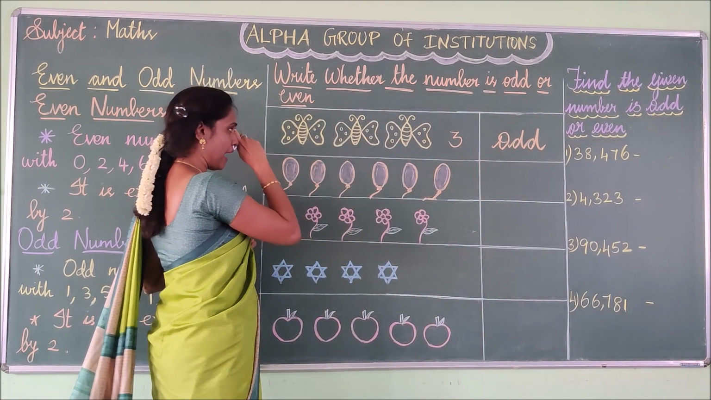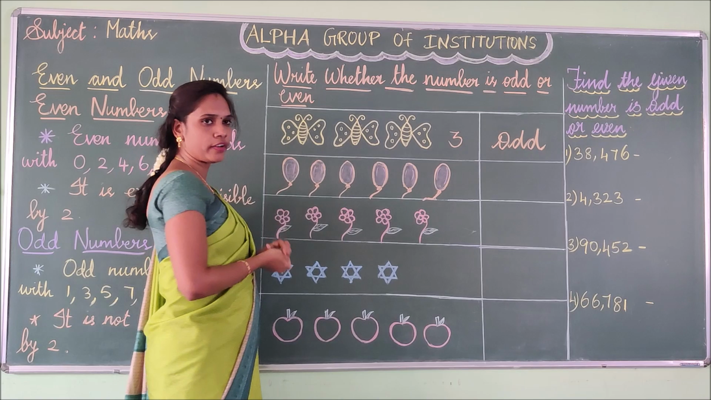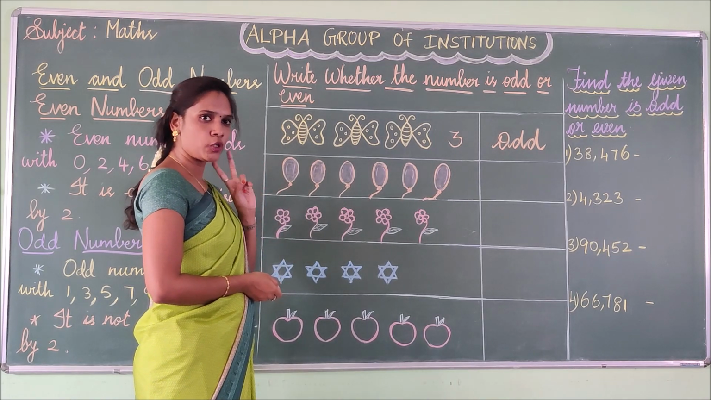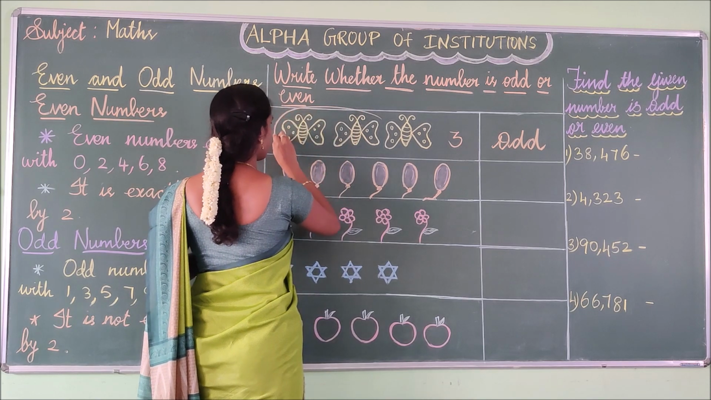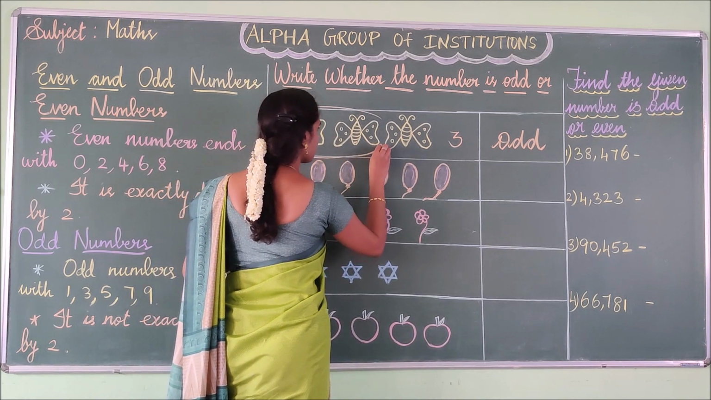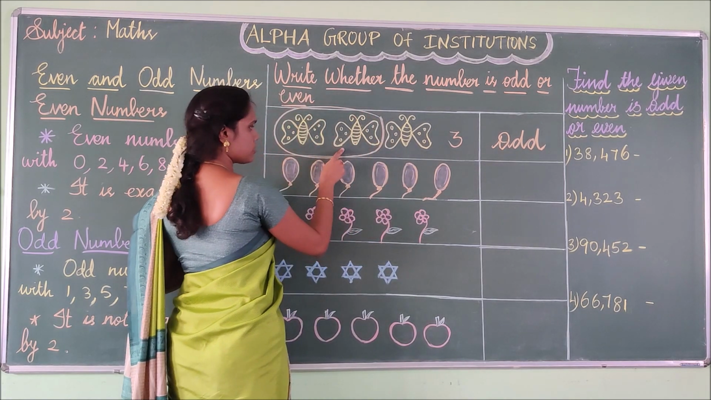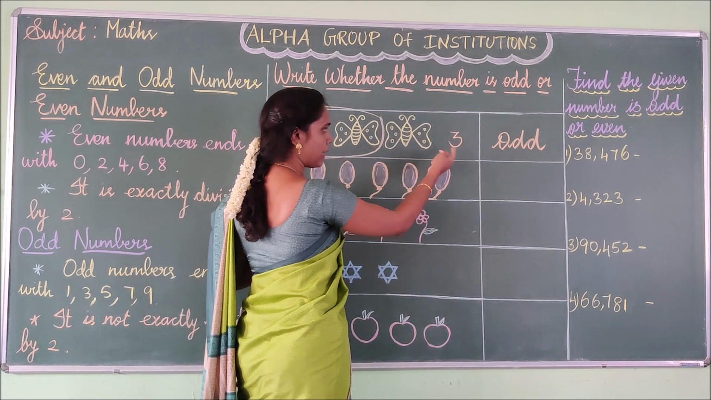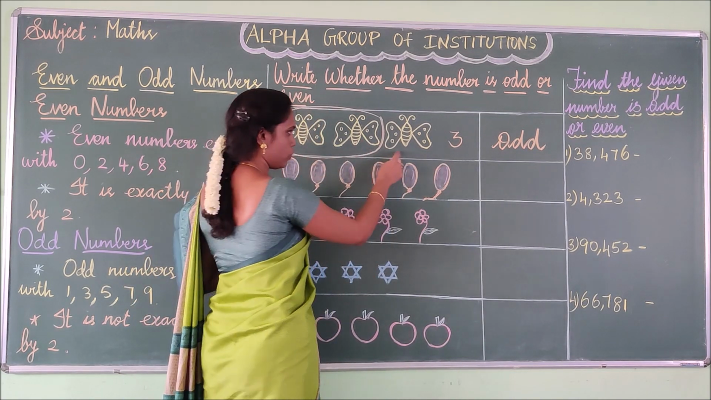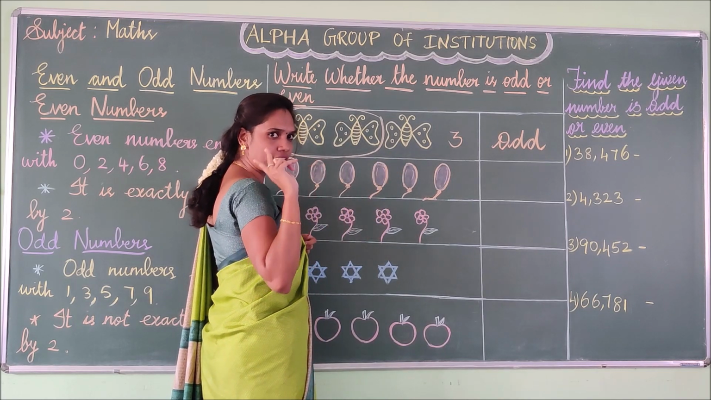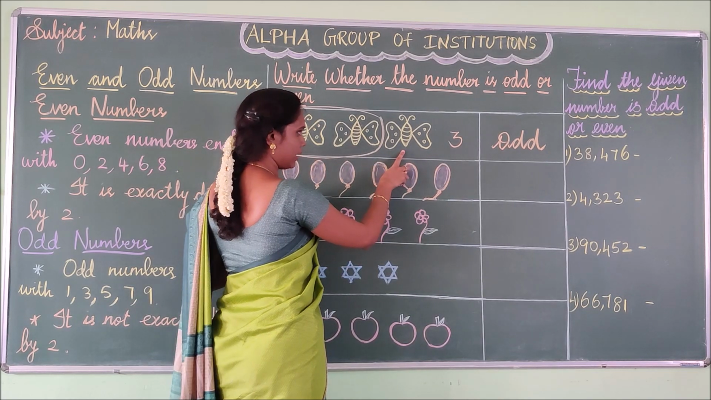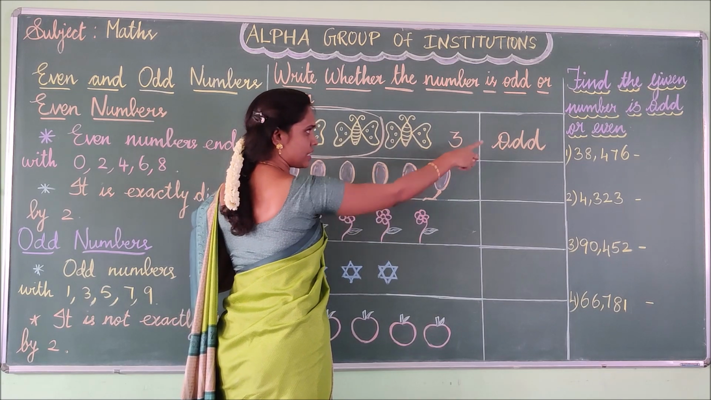One more method you have: you have to pair it. Pair means what? 2. So you have to pair. Just circle this. For your reference, I am showing this one. See, I have circled one pair. This is the first pair and another pair. I don't have anything for the last one. Only one is remaining, and one is not a pair. If it is 2, that is a pair. So one is remaining, and if it comes like this, that is odd.